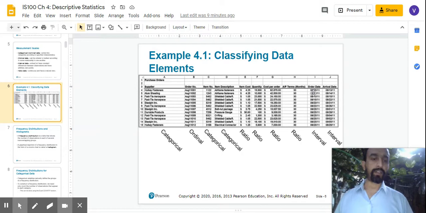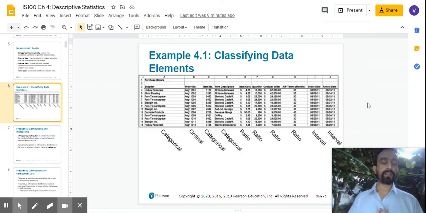But if we take a look at the last two, order date and arrival date, so in this case, if I say the difference between these two orders was 2 days and the difference between these two orders was 4 days, right? So I can say that 4 days is double of 2 days. However, the zero in this case doesn't mean anything. We've picked an arbitrary number for year zero, and we've picked January 1st as one of the dates we decided that the calendar would start.